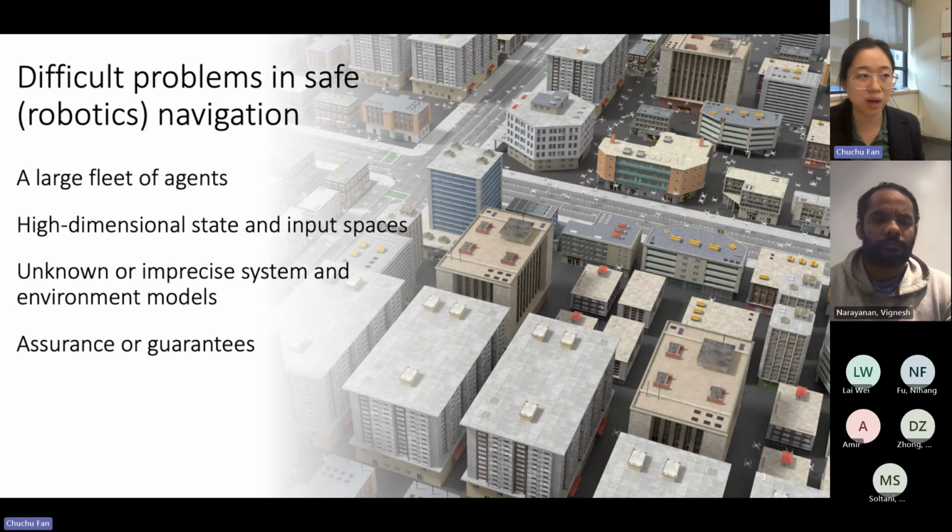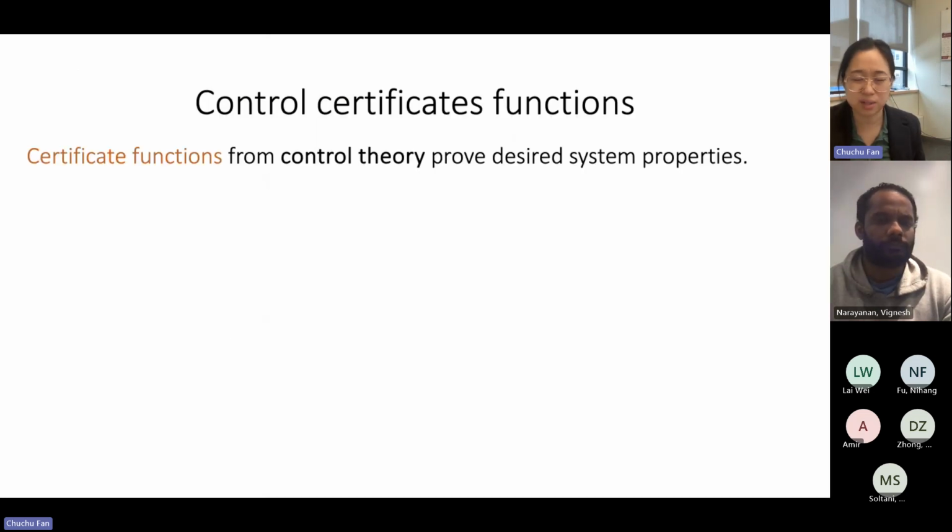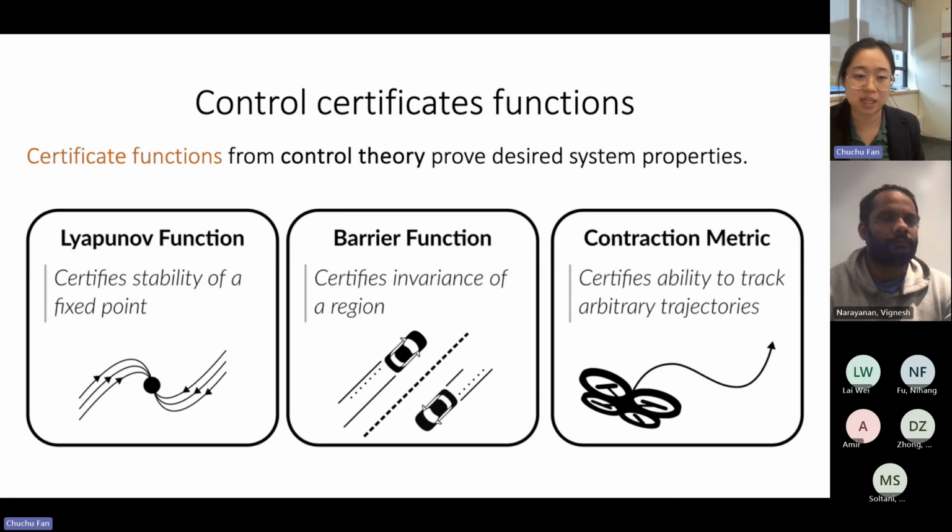Now today I will tell you something that we've been working on that is very promising in terms of addressing some of the challenges, and I will also mention the open problems and what could be the interesting directions to go from there. So the work we are building on is called neural certificates, and they are built from this idea called control certificates from control theory.